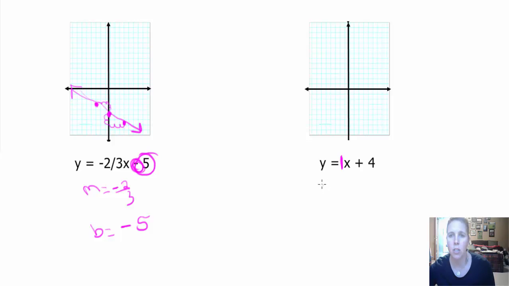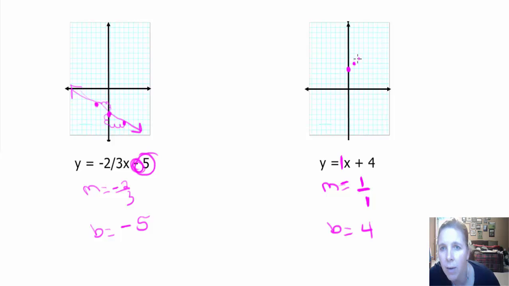Okay, so your slope is 1 or 1 over 1. Okay, and your y-intercept is 4. Okay, so you're going to go to positive 4, 1, 2, 3, 4. Okay, and you're going to go up 1 to the right 1. Up 1 to the right 1. It's very small, which is the same as down 1 to the left 1.